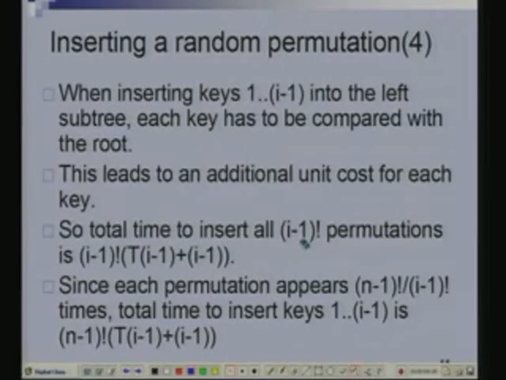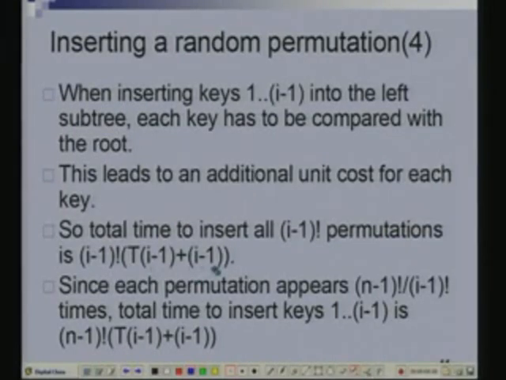So, what is the total time to insert all the I minus 1 factorial permutations then? Well, recall T(I minus 1) is the average time to insert I minus 1 keys, right. In the tree that I am creating, I am taking 1 unit extra for every node that I am inserting, because first I am comparing it against the node. So, this is the time I am taking to insert the I minus 1 keys.